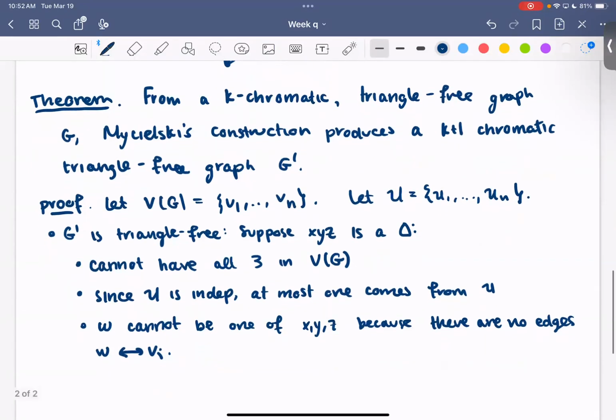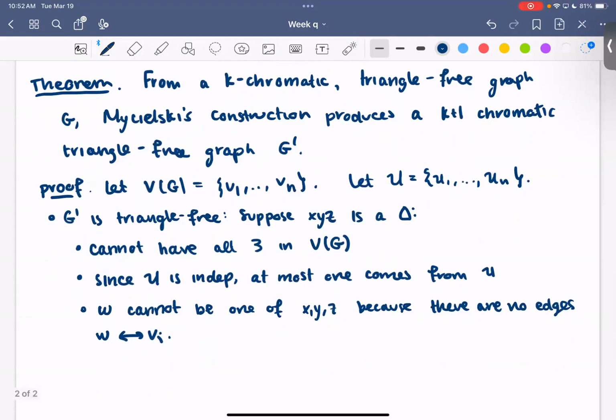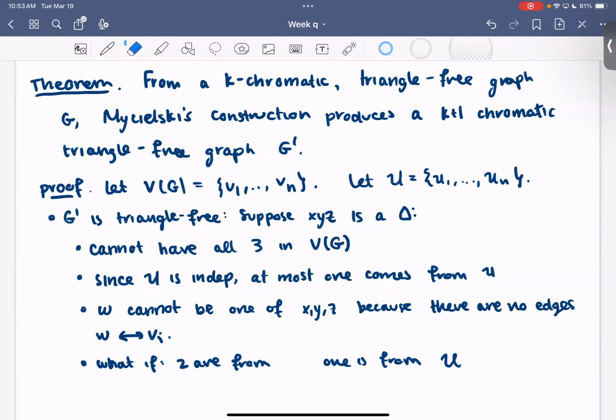Okay, so now let's suppose, so the only situation that is left is that we have two vertices from V and one from U. So let's look at what if two are from V and one is from U. I'm sorry, I should write V of G here. Okay, so what happens in this case?